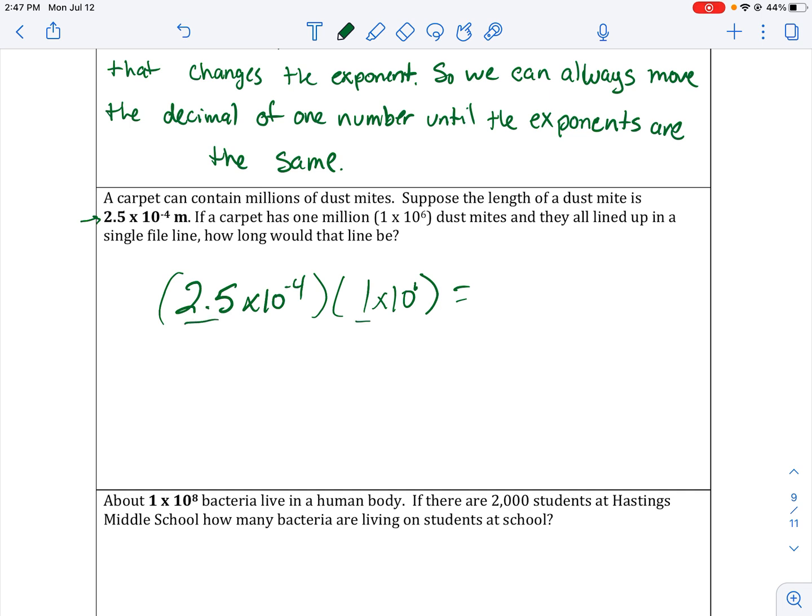Now, exponents don't matter when multiplying. They don't have to be the same because, let's do the number in front first. I get 1 times 2.5, which is 2.5, because when I multiply like bases, like here with my tens, I add my exponents. So negative 4 plus 6. So I get 2.5 times 10 squared. If we wanted that in standard form, that'd be 250.